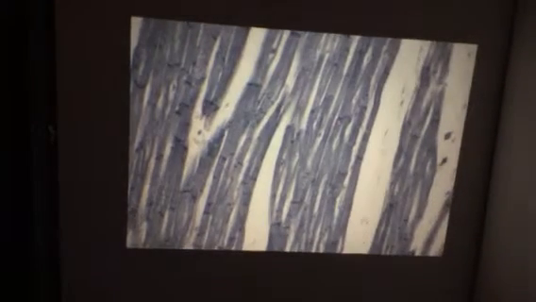Okay, how about this tissue? Cardiac muscle. And what are these lines we see right there? Intercalated discs. I know. And how about this tissue? Cardiac muscle. Yep. Another intercalated disc.